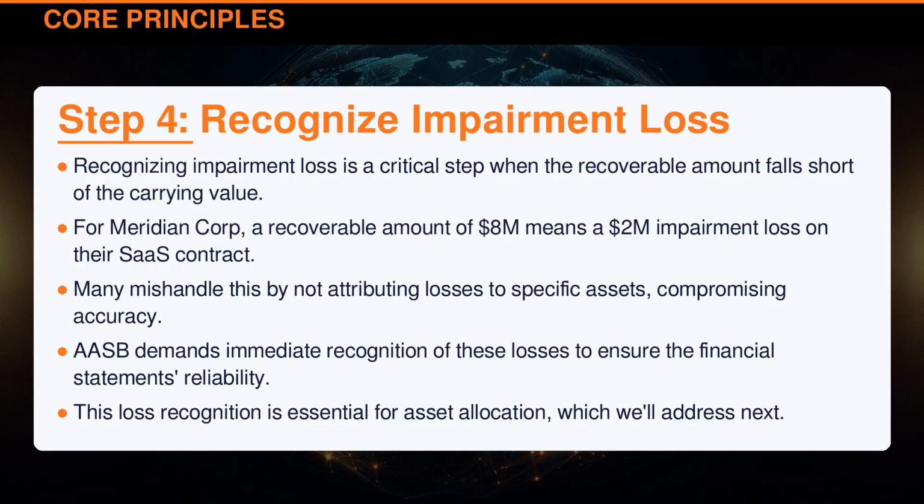For Meridian Corporation, a recoverable amount of $8 million means a $2 million impairment loss on their SaaS contract. Many mishandle this by not attributing losses to specific assets, compromising accuracy. AASB demands immediate recognition of these losses to ensure the financial statement's reliability. This loss recognition is essential for asset allocation, which we'll address next.